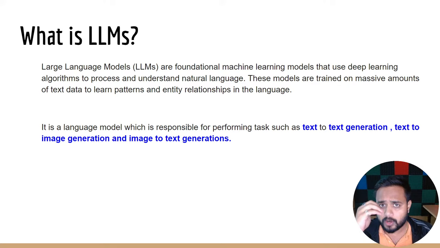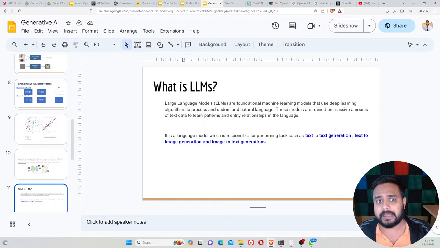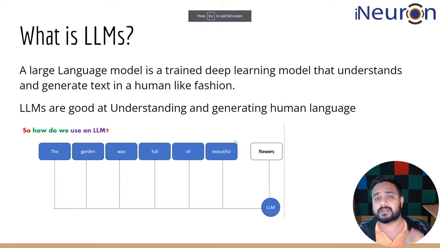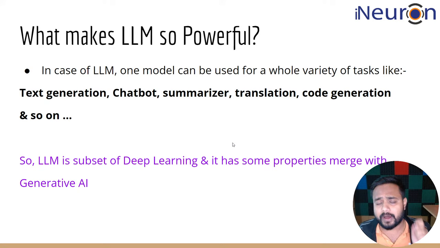And apart from this, with generative AI, I have talked about LLMs also. There I talked about what an LLM is, why it is called a large language model, and why it is so powerful, because this one LLM is able to perform lots of tasks. We can use an LLM for different types of applications. Here I have written a couple of names, like text generation, summarizer, translation or code generation, and so on.